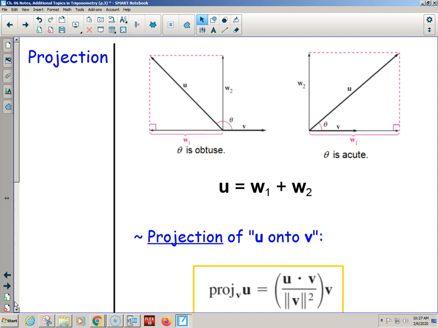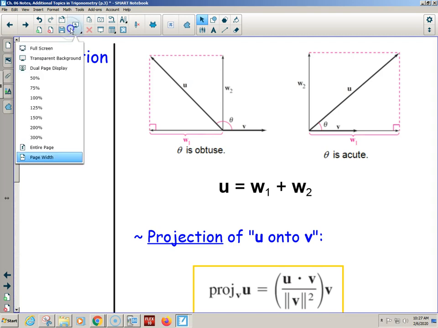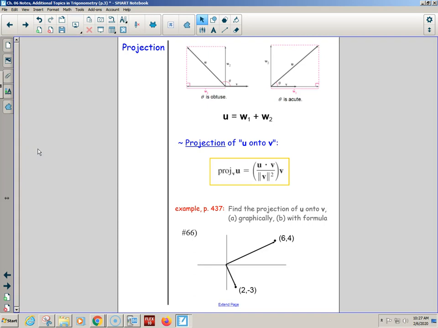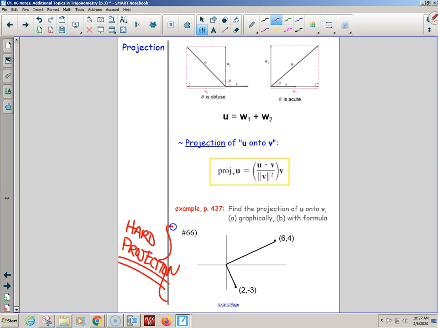So, the reason we're talking about projection is because projection leads into the idea of work, and work is something that we do need for the test. So, projection, I think you have maybe 1 or 2 homework problems. It's not a huge deal. But projection is complicated. I need you guys to write down here that this is a very hard projection problem. This is harder than anything that you would see on the test.